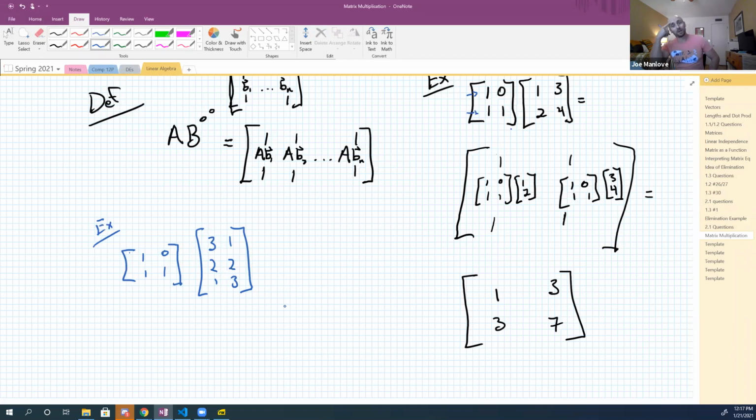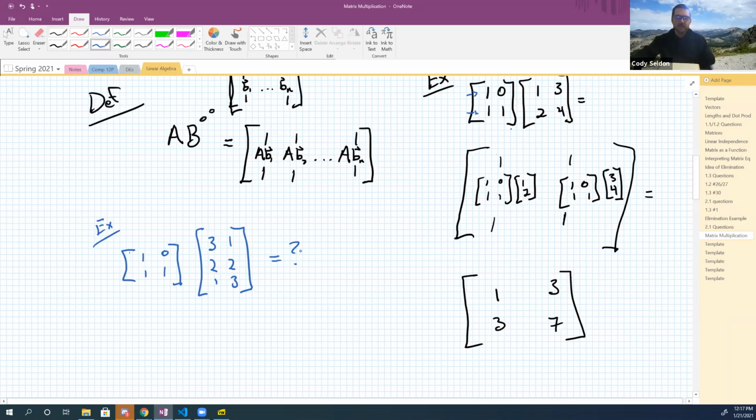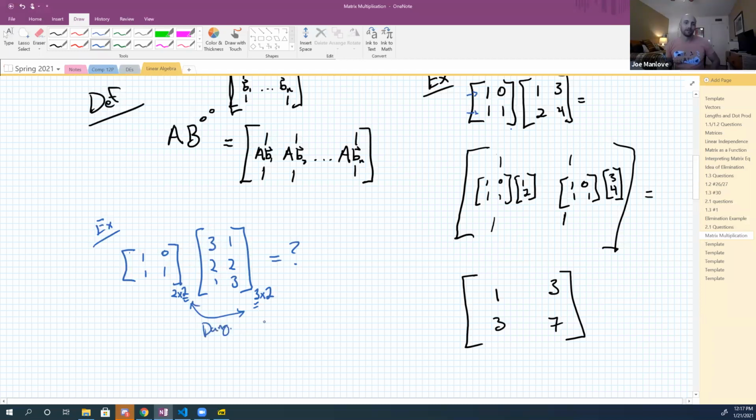Explain to me something about this. Like, what is this? So we have a 2 by 2 and a 3 by 2. Those two middle numbers aren't the same, so we can't do that matrix. Good. Perfect. This is not well defined. So, no. Equals no. Right? This thing doesn't make any sense.